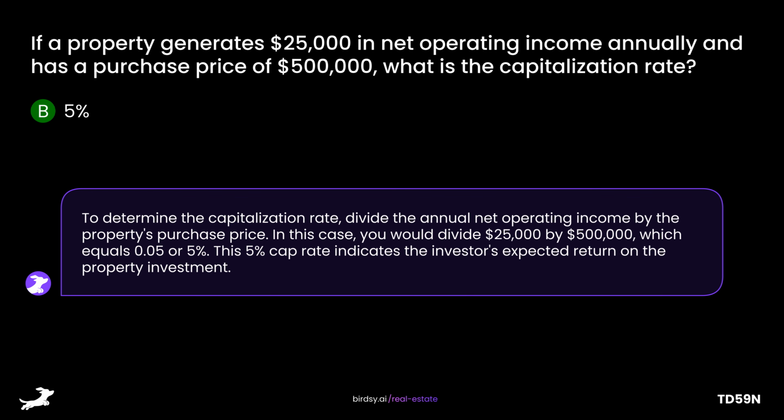To determine the capitalization rate, divide the annual net operating income by the property's purchase price. In this case, you would divide $25,000 by $500,000, which equals 0.05 or 5%. This 5% cap rate indicates the investor's expected return on the property investment.